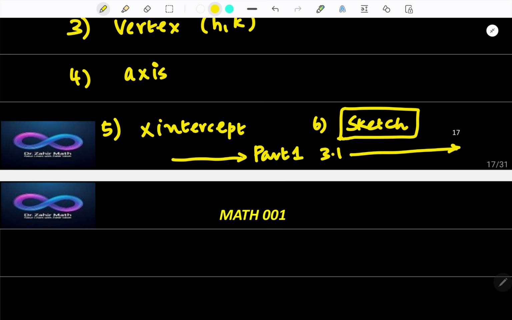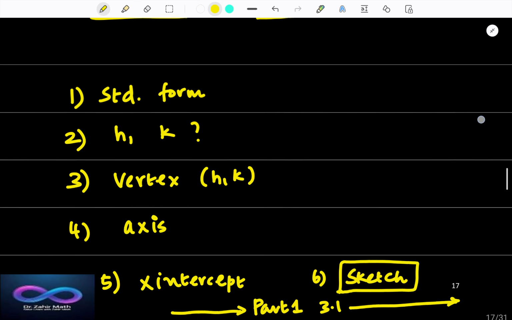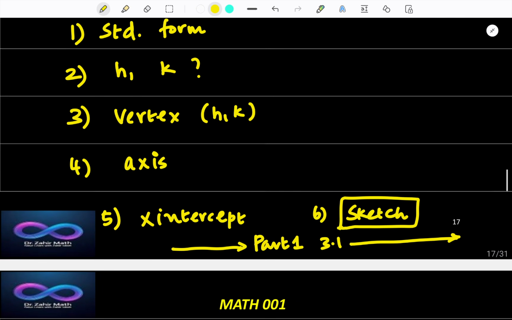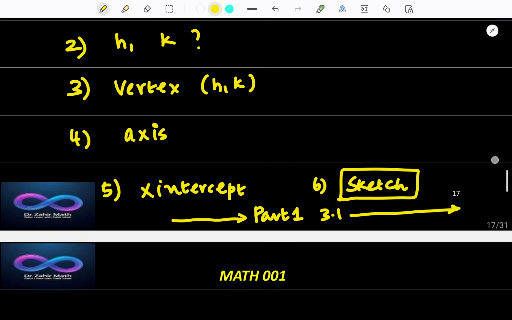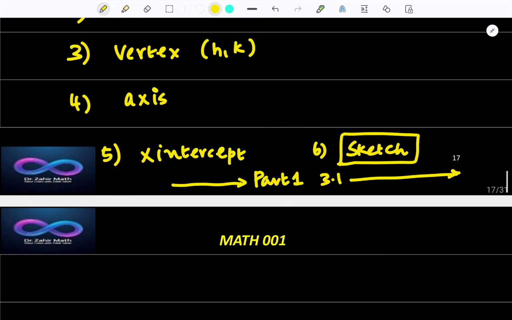Clear? Part 2 I will upload it soon. Clear, all of you? Right. So this is the introduction of quadratic function. Remember, in this chapter, keywords are extremely important. What is that? Standard form, h, k, vertex, axis, x-intercept, sketch.